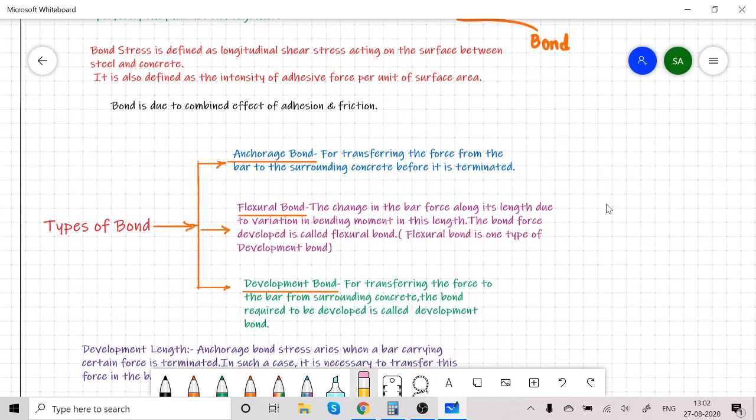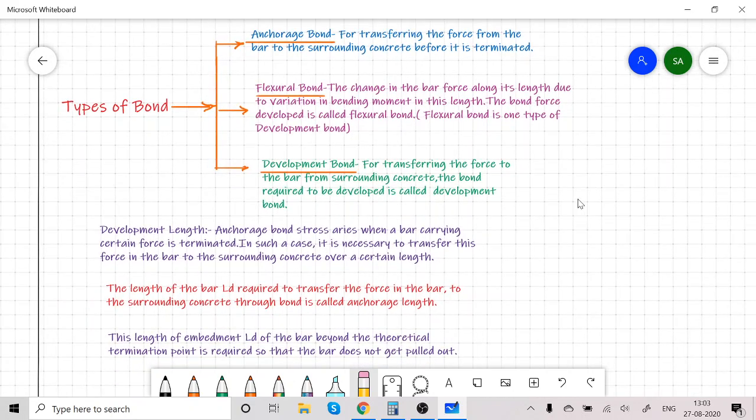Now there are three different types of bond. Anchorage bond, for transferring the force from the bar to the surrounding concrete before it is terminated. Then flexural bond: the change in the bar force along its length due to variation in bending moment in this length. The bond force developed is called flexural bond. Flexural bond is one type of development bond. And the third type is development bond. For transferring the force to the bar from the surrounding concrete, the bond required to be developed is called development bond.